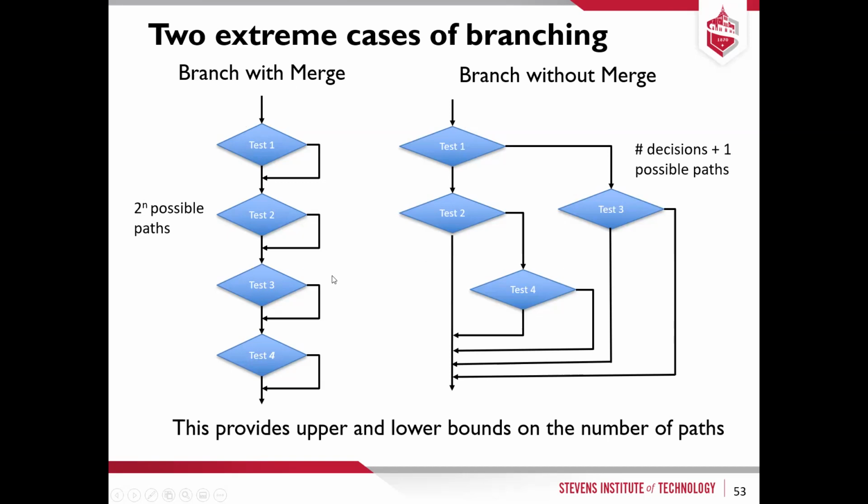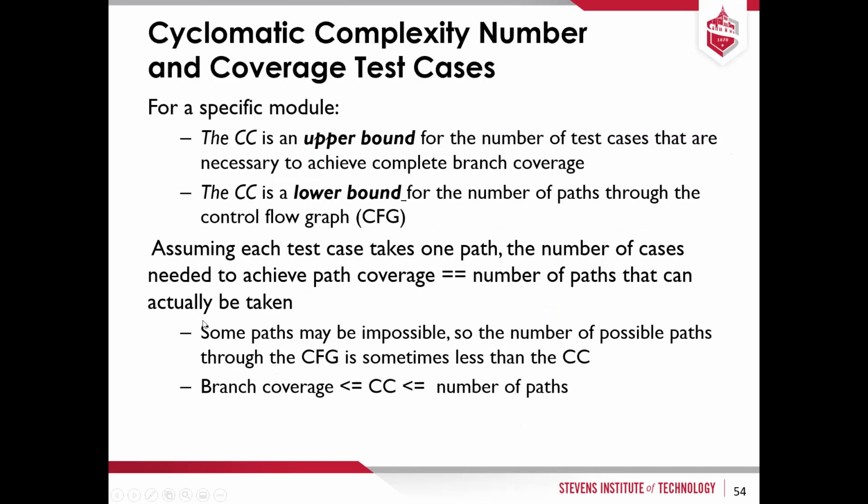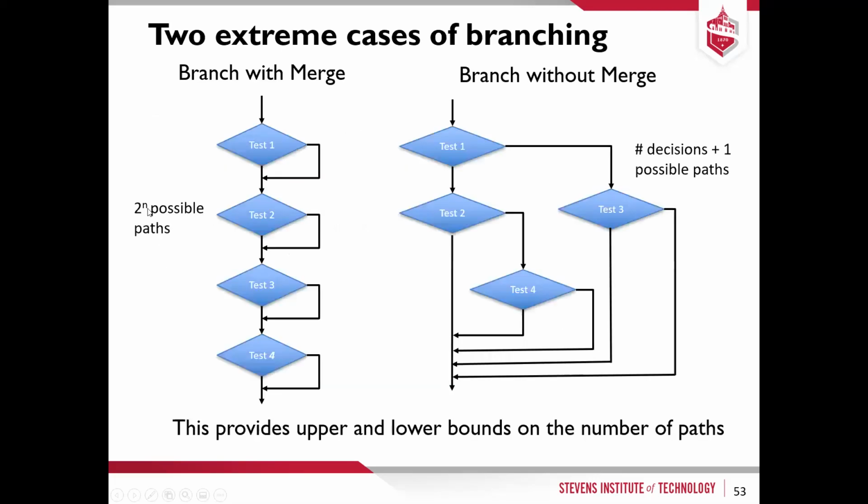Which one is easier to cover? The one on the right has a lower number of possible paths, right? The one on the left has a higher number of possible paths. So what we can do is look at the minimum and maximum. We can say that the CC is the upper bound for the number of test cases that are necessary, which would be 2 power n. This is the upper bound. Then the number of decisions plus 1 is the lower bound.